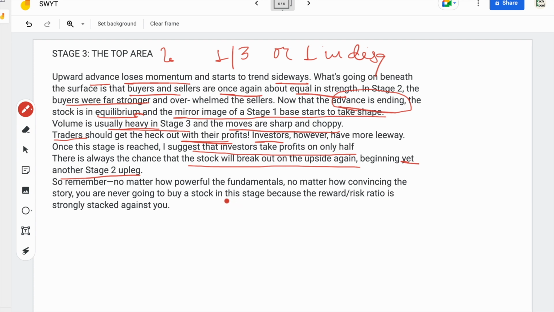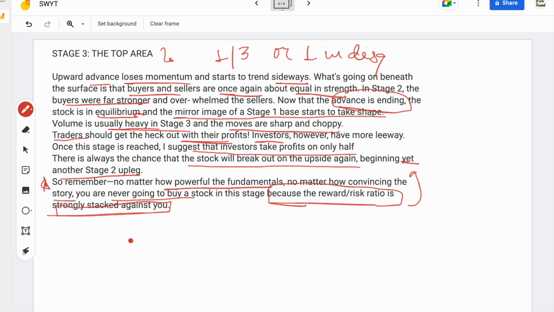See? And see, there is a note, a very important note. No matter how powerful the fundamentals, how convincing the story, you are never going to buy a stock in this stage, because of the risk-reward ratio. Again, he's talking about risk-reward. He talked about stage 2 for the first time against you. This is what he talks about. But then he also talks about this, stage 2 beginning yet again.